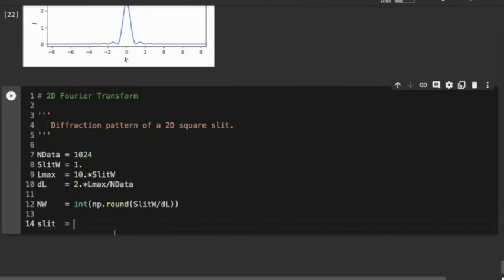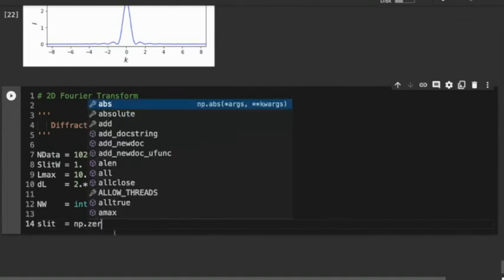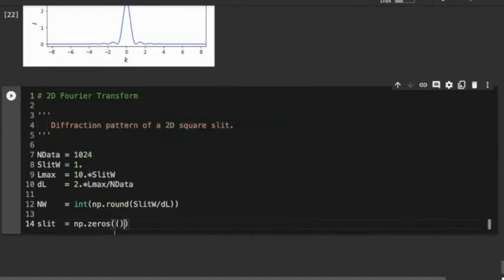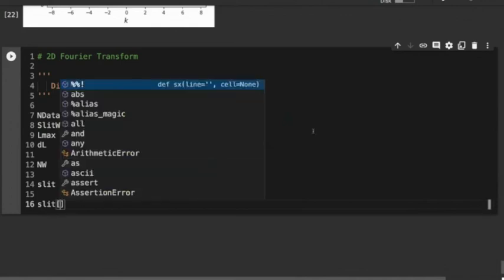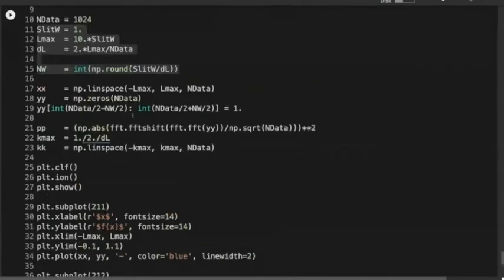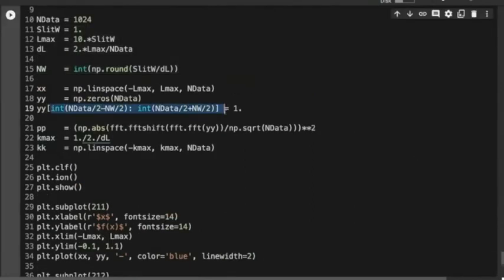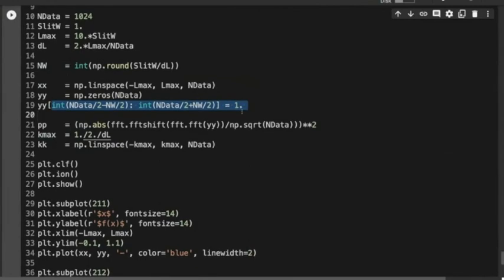So now, if I define the slit, so let me call it slit only. So this will be np dot zeros, but now it's two-dimensional, so I have a tuple, n data by n data. And now I have to choose the central region of the slit to be 1, and that central region I can choose exactly the same way I have done before. Only thing is that it will be in two dimensions. So let me just copy it again from here.